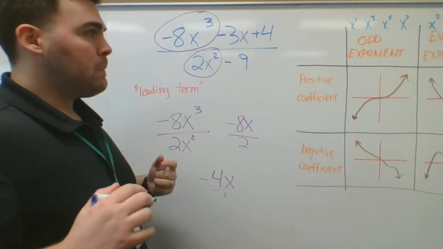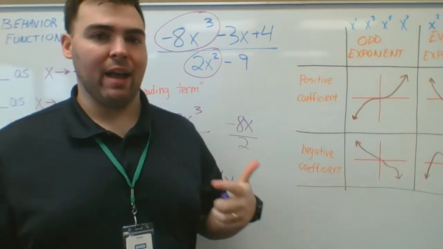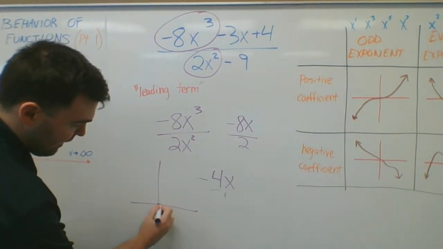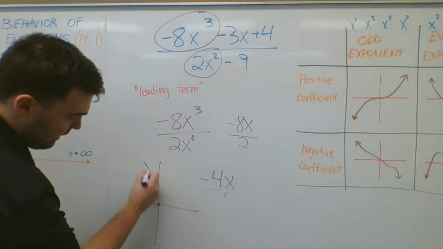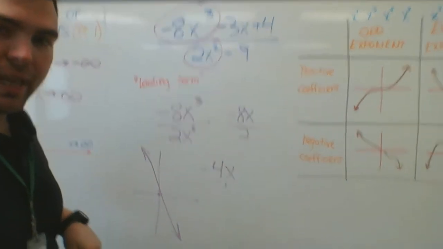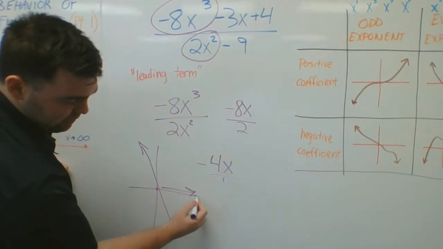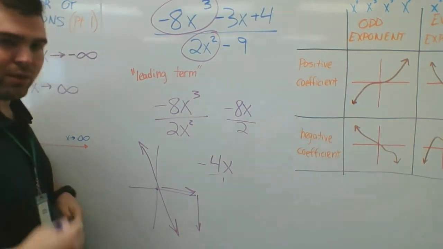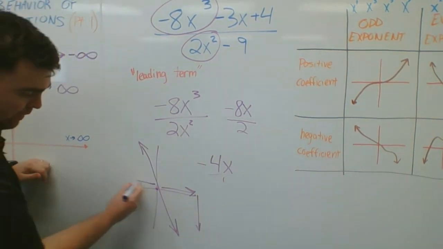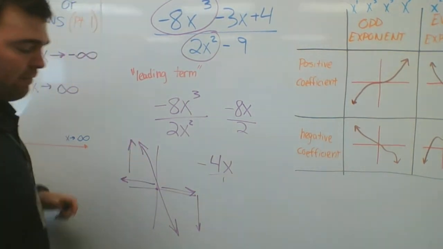Now, most of you can tell me what negative 4x looks like. If I were to ask you to graph negative 4x, I'd have a graph and it would come something like this. So, in other words, as I go towards infinity with my x value, my y value, or my f of x, goes to negative infinity. That's what I'm talking about, end behavior. Same thing, if I go to negative infinity on the x value, my f of x goes to positive infinity.